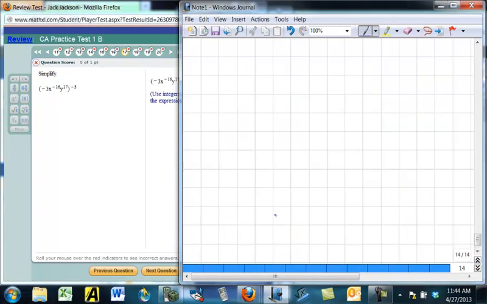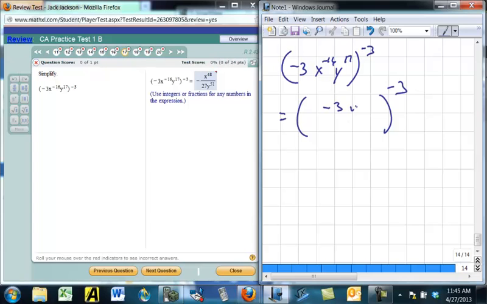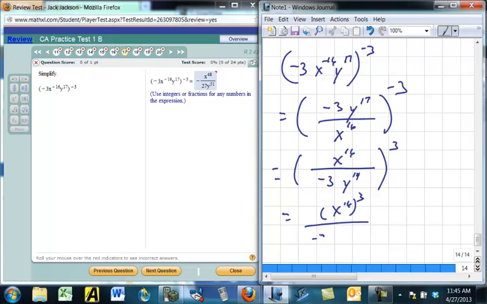Alright, another one where we're dealing with exponents here. Negative 3, x to the negative 16, y to the 17th, all to the negative 3. I usually just work inside the parentheses first. So I'm going to make that these stay where they are, but that negative exponent flips that down to the denominator, becoming a positive exponent. When I make the exponent on the outside positive, everything inside the fraction there flips. Now we raise each part to the 3rd power because it's all multiplication.